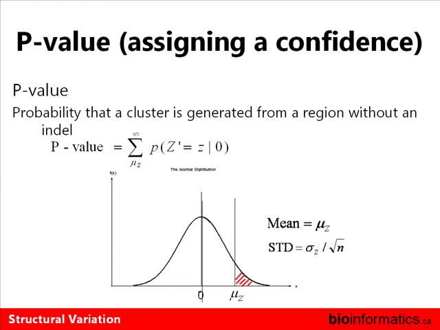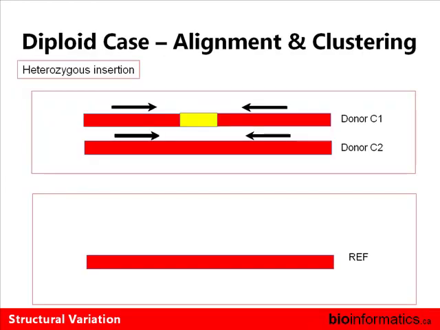The next slide of the handout says diploid case. So all of this is great, but in reality, we have two copies of every chromosome. So the real world situation actually looks like this: you have two chromosomes, of which potentially only one has an insertion or a deletion. If both of them have an insertion or a deletion, well, that's just the haploid case.